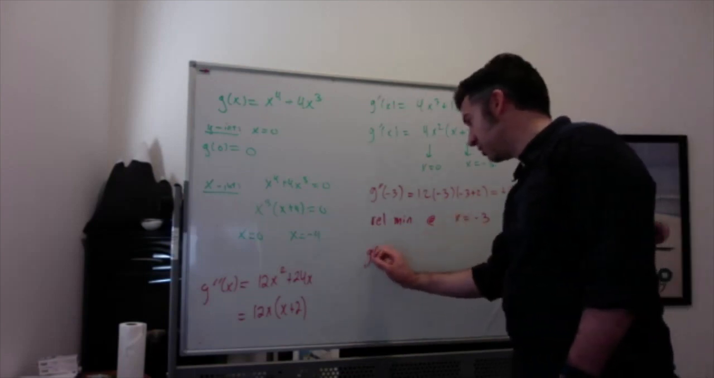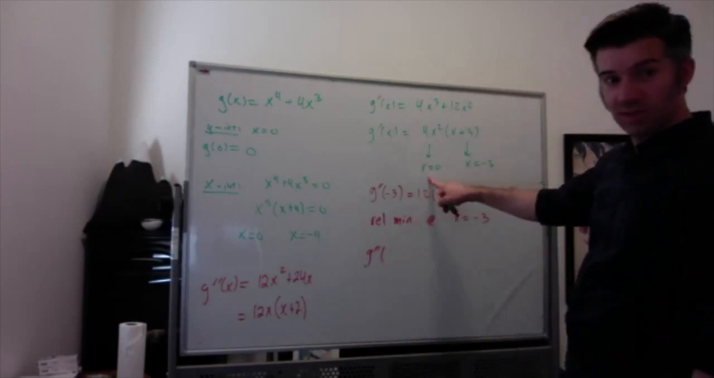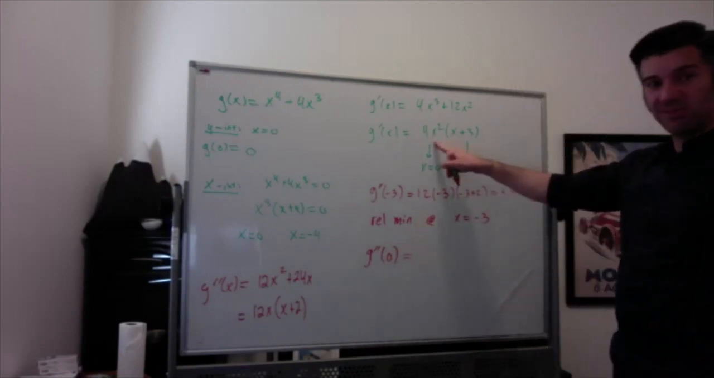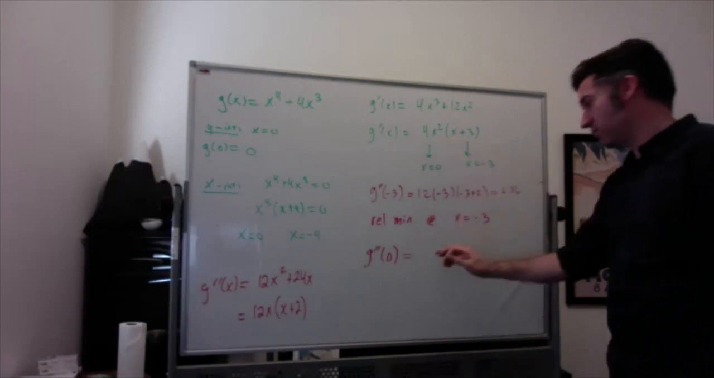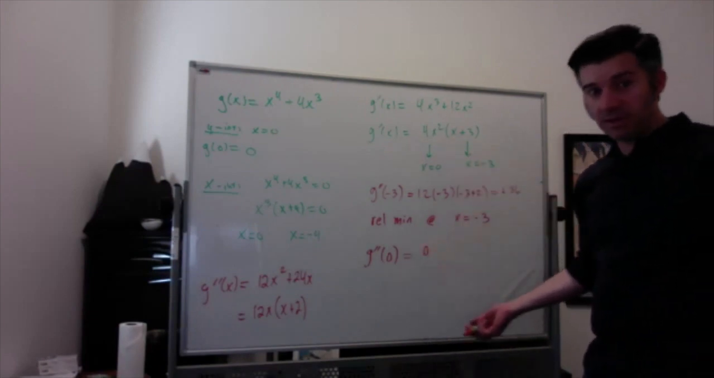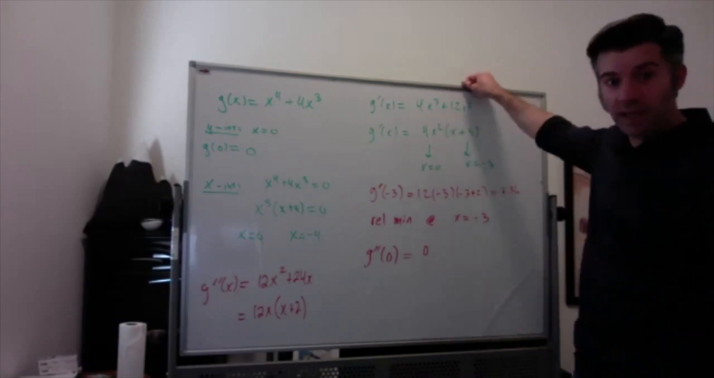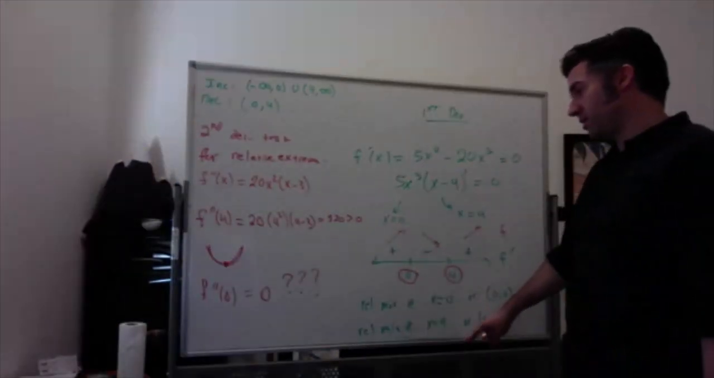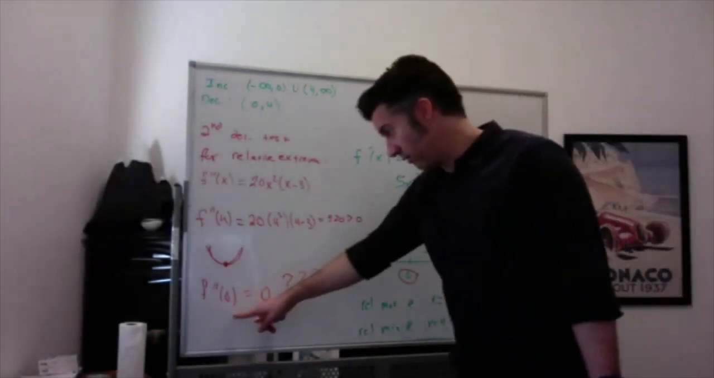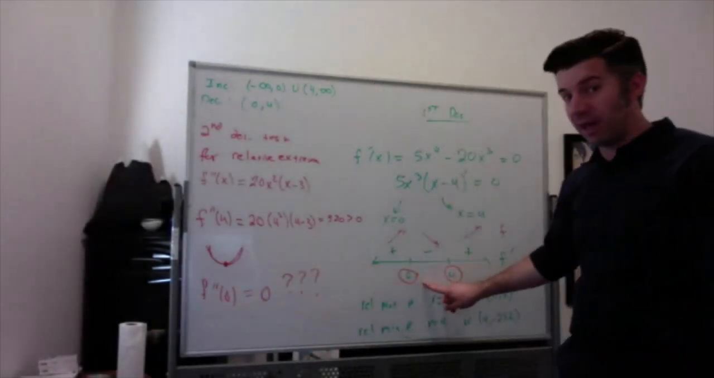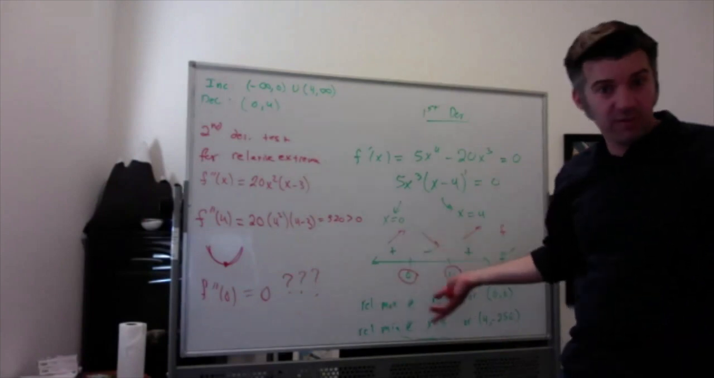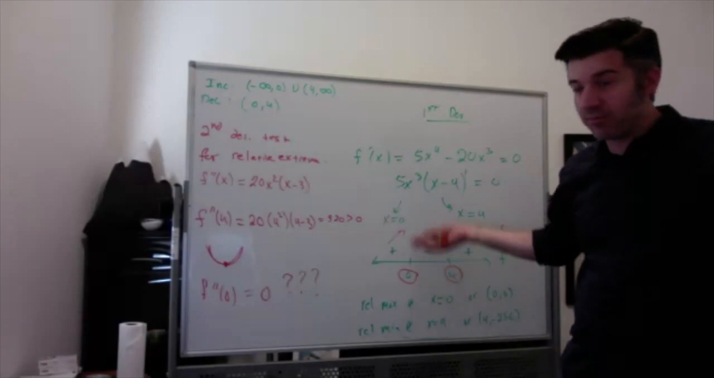We do g double prime of the other critical value, which is 0. You end up getting 0, right? 4 times 0 times 3. And this means we don't know. It could be a relative maximum like it was before, right here. The second derivative was 0, and we had a relative maximum. That's certainly a possibility. It could be a relative minimum, or it could be neither.